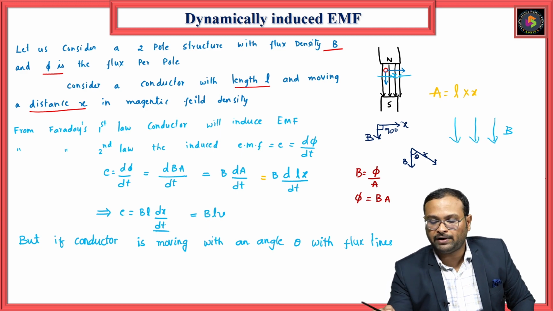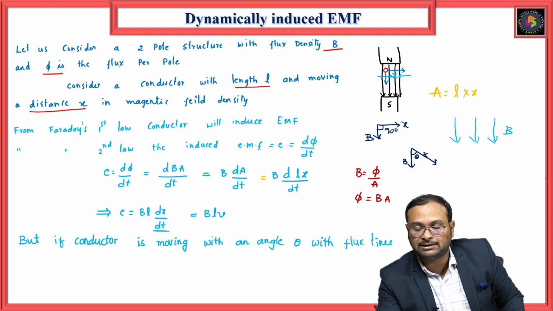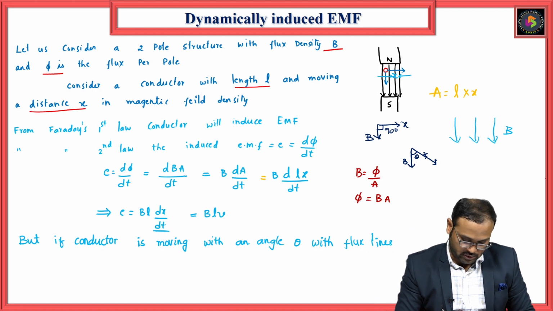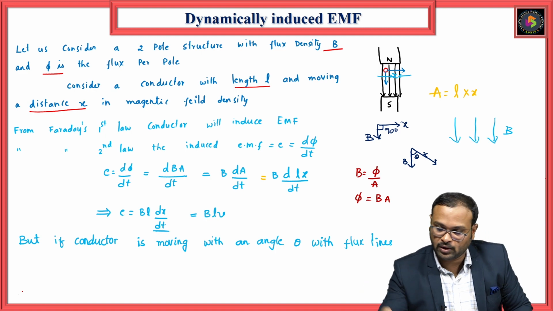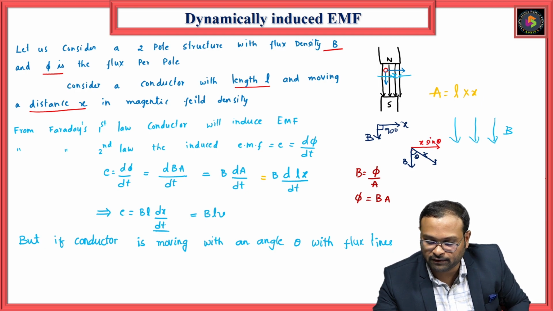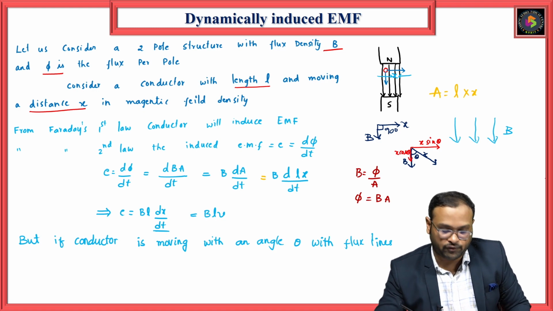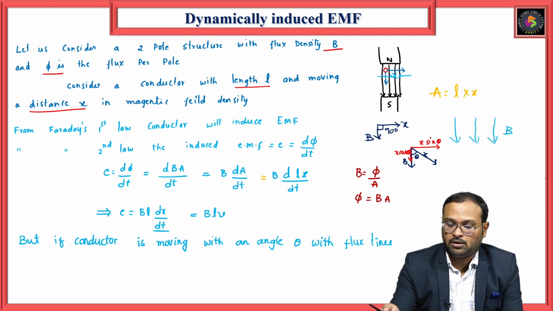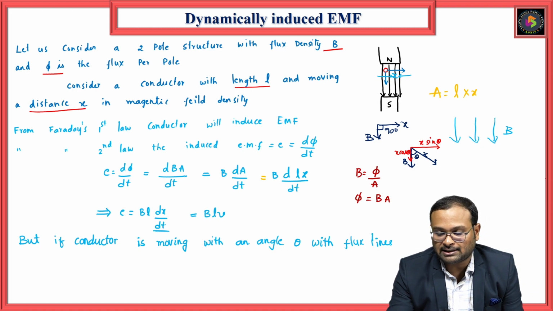Then what will we do? We can divide this X into two components: X sin theta and X cos theta. This part will become X sin theta, and this part will become X cos theta. Between the x-axis and y-axis, we know that X cos theta is not inducing any EMF. Only X sin theta is the reason for inducing the EMF, so only X sin theta we have to substitute.